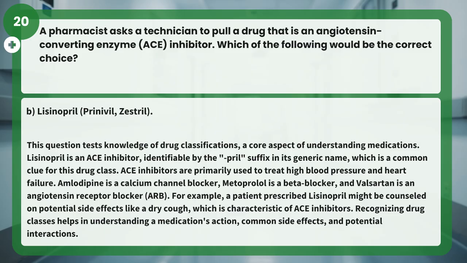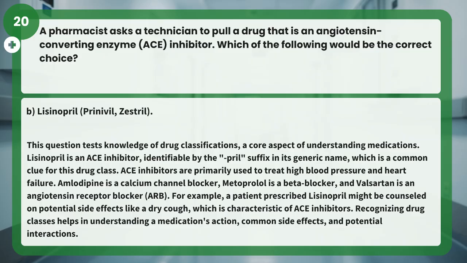Answer B. Lisinopril, Prinivil, Zestril. This question tests knowledge of drug classifications, a core aspect of understanding medications. Lisinopril is an ACE inhibitor, identifiable by the pril suffix in its generic name, which is a common clue for this drug class. ACE inhibitors are primarily used to treat high blood pressure and heart failure. Amlodipine is a calcium channel blocker, metoprolol is a beta blocker, and valsartan is an angiotensin receptor blocker, ARB.